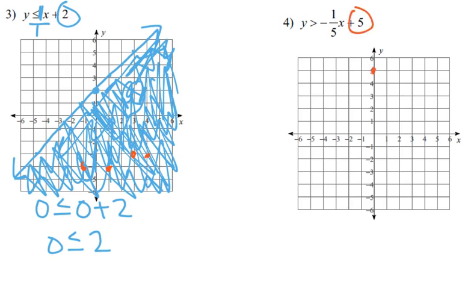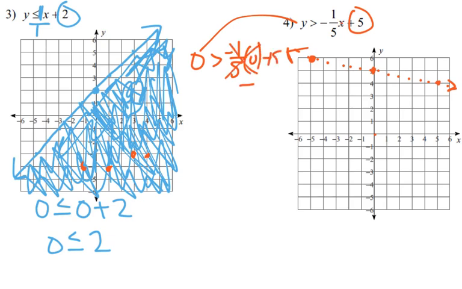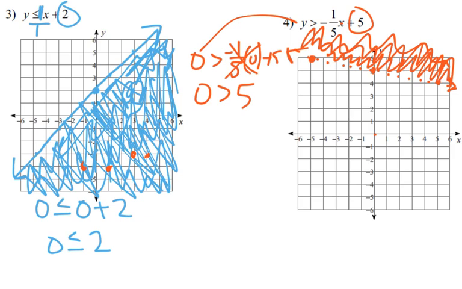Positive 5, start at positive 5. Now we've got a negative slope, so I know I'm going down. So I can go down 1 and to the right 5, or I can even go up and to the left to maintain that same pattern. So there's a point, there's a point, there's no equal to, so draw a dotted or dashed line. Dashed lines look a lot better, I think. Pick our test point 0, 0. 0 for y is greater than negative 1/5 times 0 for x, plus 5. Well, we know that cancels, so is 0 greater than 5? Nope. So I shade the little itty-bitty part above it. Technically, it just keeps going, but that's the part we shade.